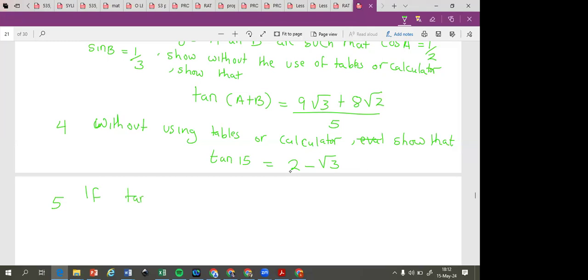If tan(a plus b) is equal to 1 out of 7, and tan a is equal to 3, find the value of tan b.